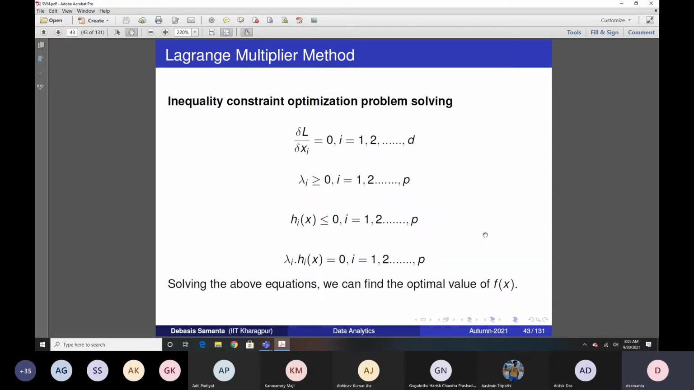Now the second step is to define the KKT constraints. What are the KKT constraints? They are shown in slide number 43. The first order derivatives of L with respect to all unknowns should be zero. Lambda i should be greater than or equal to 0; no negative value is acceptable. hi(x) less than or equal to 0, that is a constraint. And another constraint is that lambda i into hi(x) equals 0. It should satisfy this. So these are the Lagrangian constraints, called the KKT constraints.